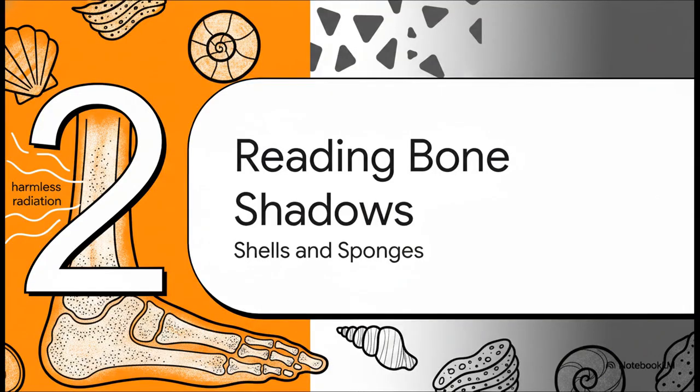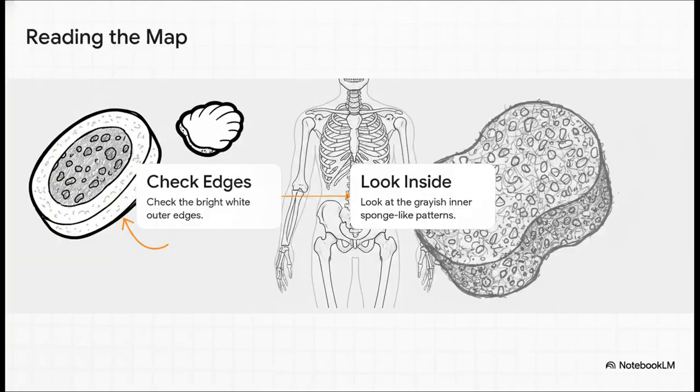Moving on to Section 2, reading the bone shadows, shells, and sponges. So to really understand bone density, we've got to understand the image itself. X-ray technology basically fires harmless radiation through the foot. The really dense stuff, like bone, blocks the rays, creating those stark white areas you see. The less dense areas let the rays pass right through, and those show up as darker gray or black. To read this map, we use a super simple two-step process based on a pretty handy analogy. Think of your bone like a hard shell filled with a delicate sponge.